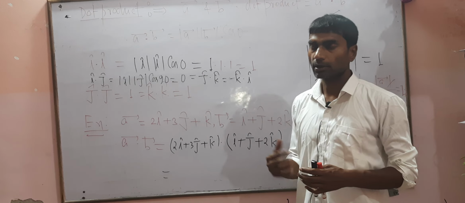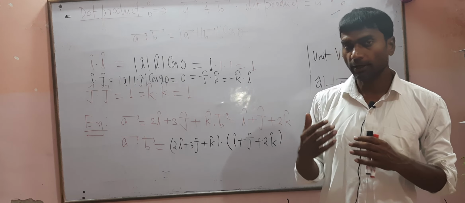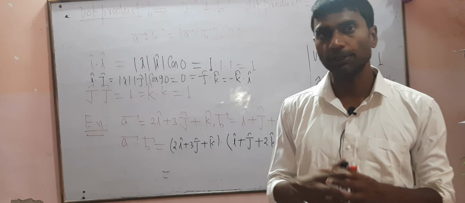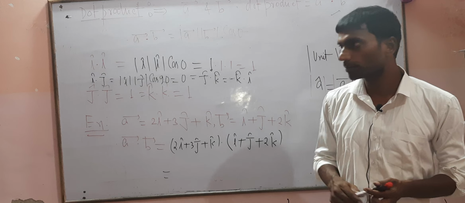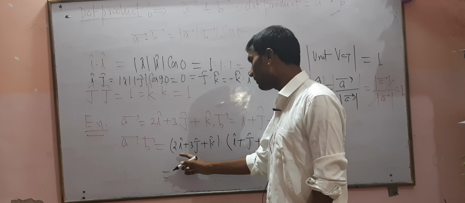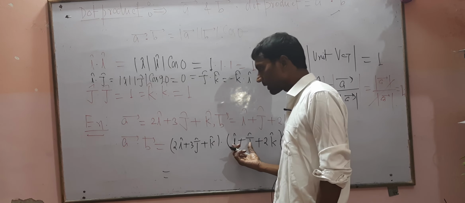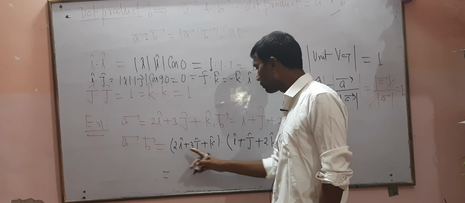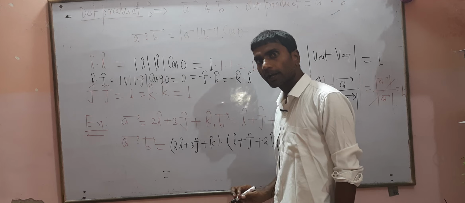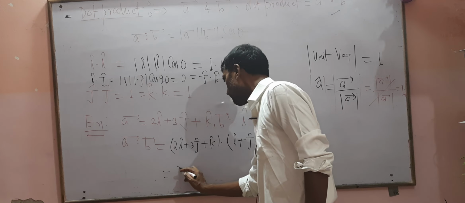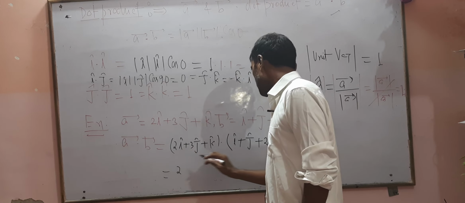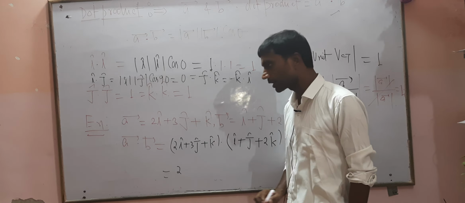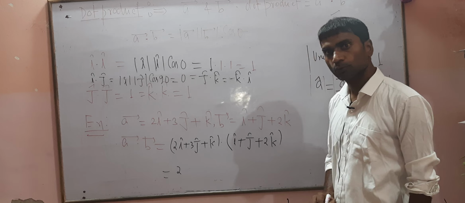Why? Because for a dot product, the commutative rule applies. a dot b equals b dot a, there is no effect. Implies that multiplying the number 2i cap in the right hand side bracket, 2i cap into i, equals 2 into i dot i. i dot i equals 1, so only 2 will remain. If this number is multiplied by j, then i dot j equals 0, and i dot k equals 0.